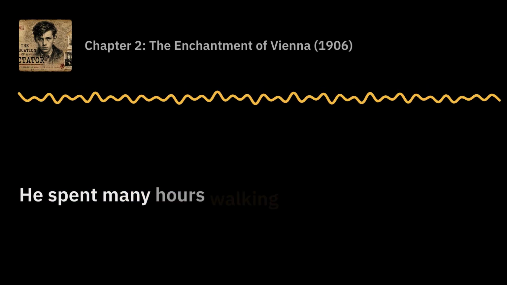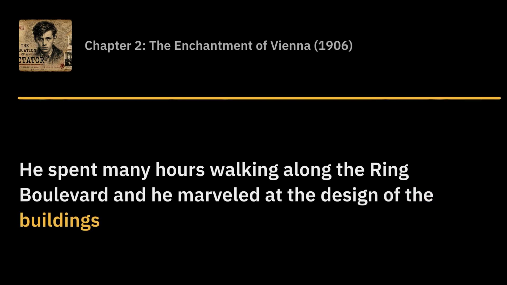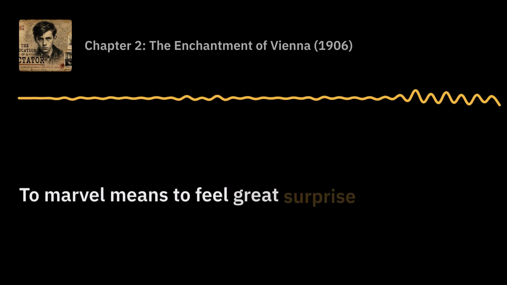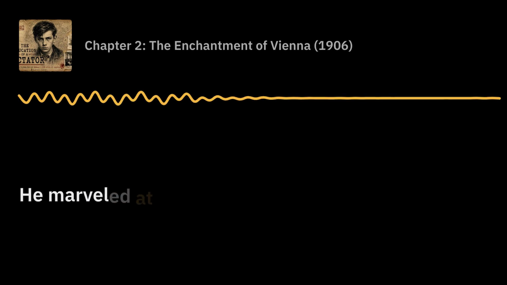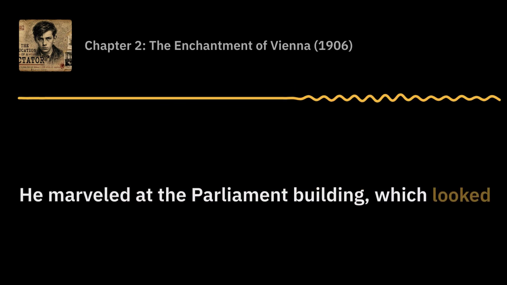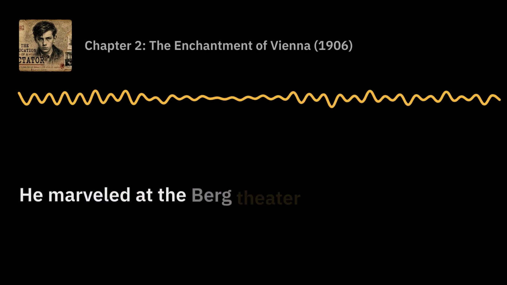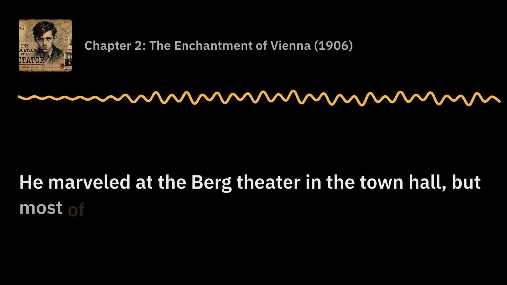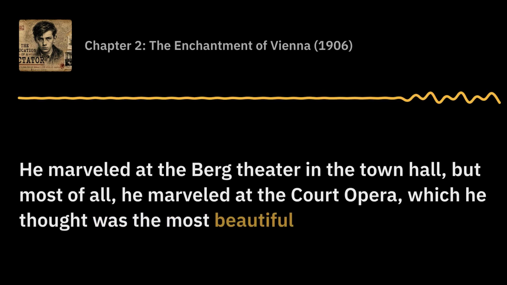He spent many hours walking along the Ring Boulevard, and he marveled at the design of the buildings. To marvel means to feel great surprise or admiration for something beautiful. He marveled at the Parliament building, which looked like a temple from ancient Greece. He marveled at the Burgtheater and the town hall. But most of all, he marveled at the court opera, which he thought was the most beautiful building in the world.